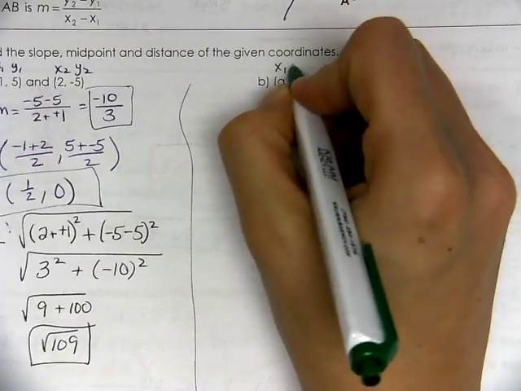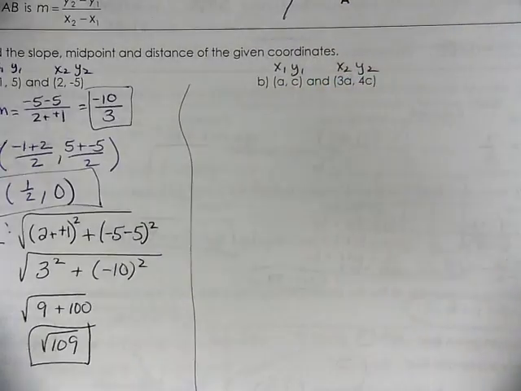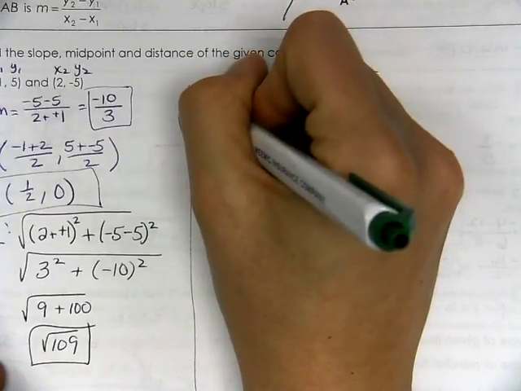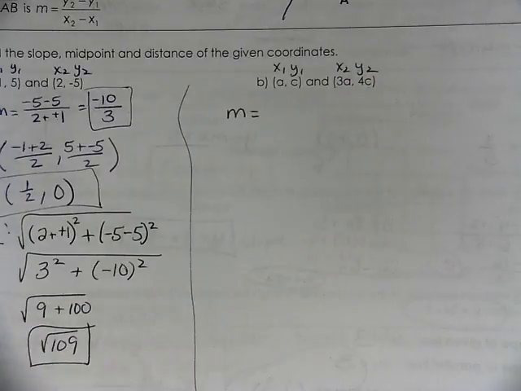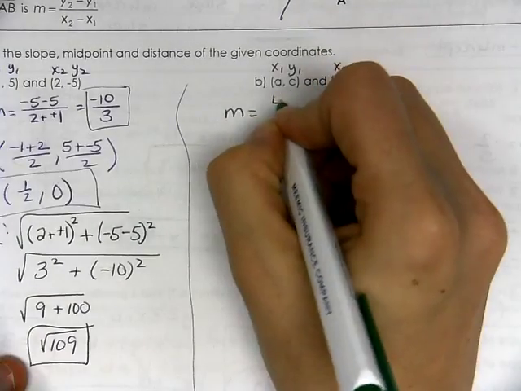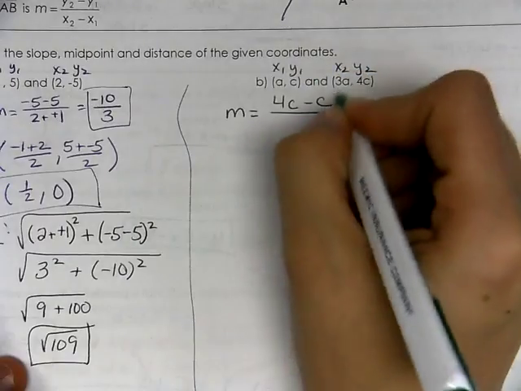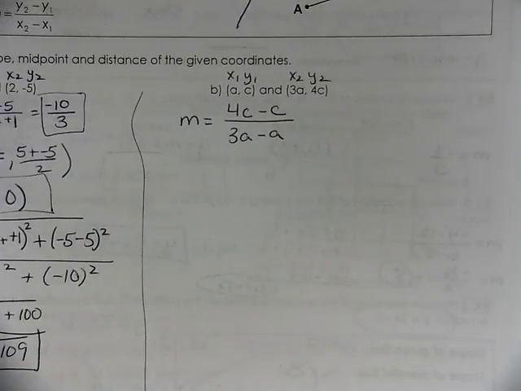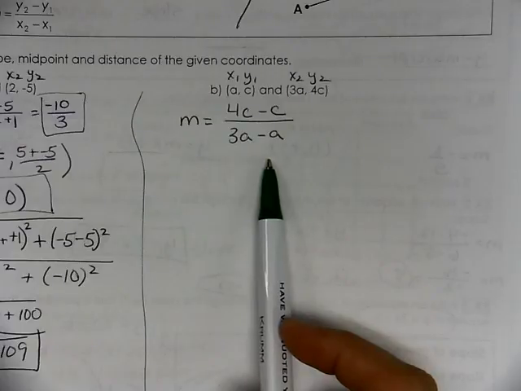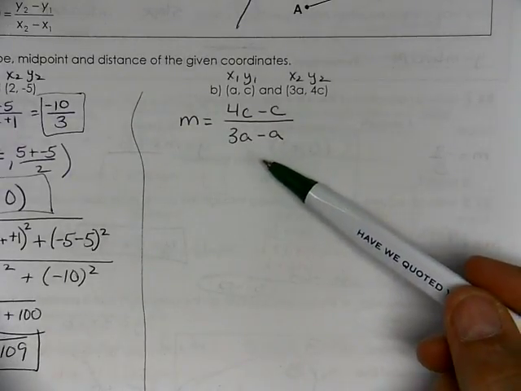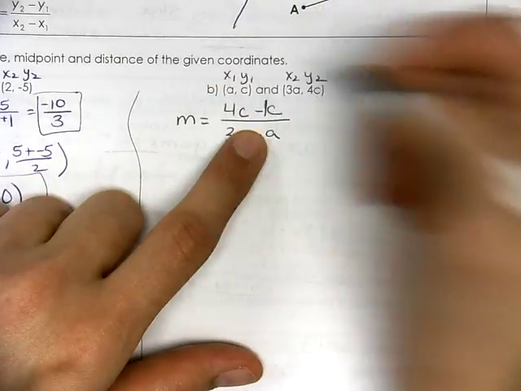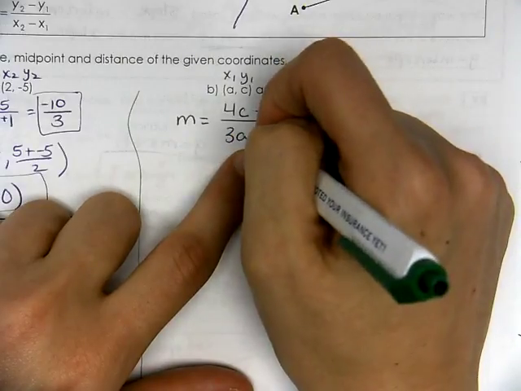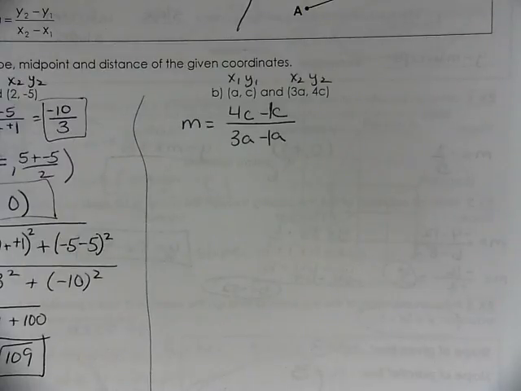So I label x1, y1, x2, y2, especially because there's letters involved. So the slope here, if you write it out, is 4c minus c over 3a minus a. Now be careful. This doesn't become 4 and 3. It's not like the c's cancel each other out. Think about this as 4c minus 1c, 3a minus 1a. Because remember, in algebra, if there's no number in front of a variable, it's 1, right?